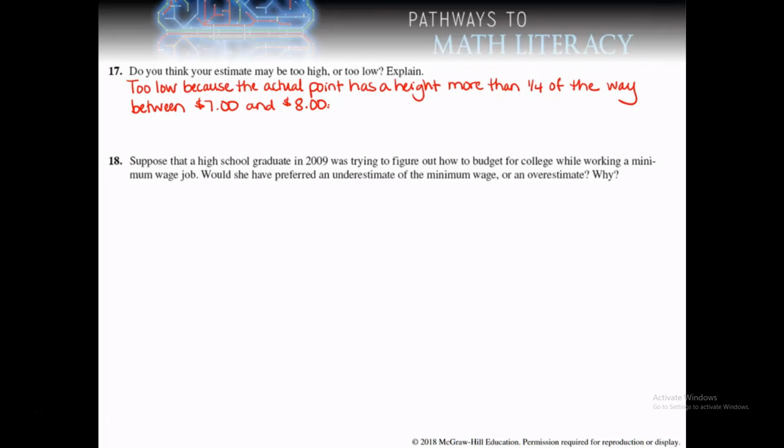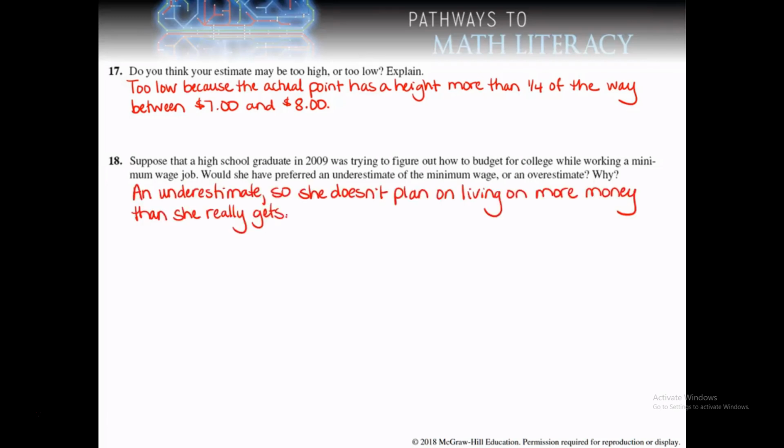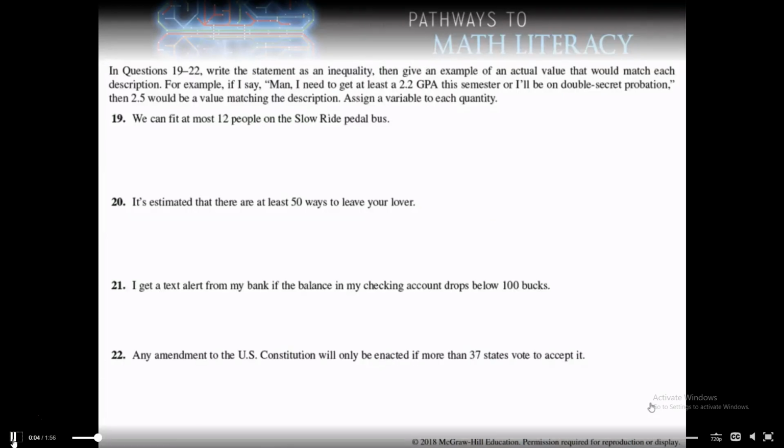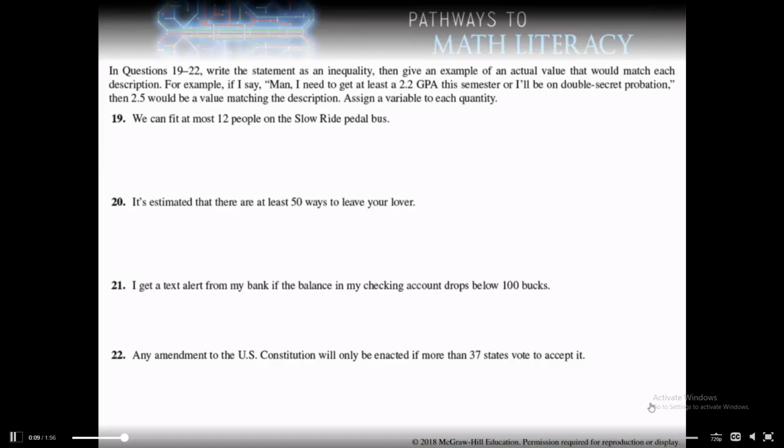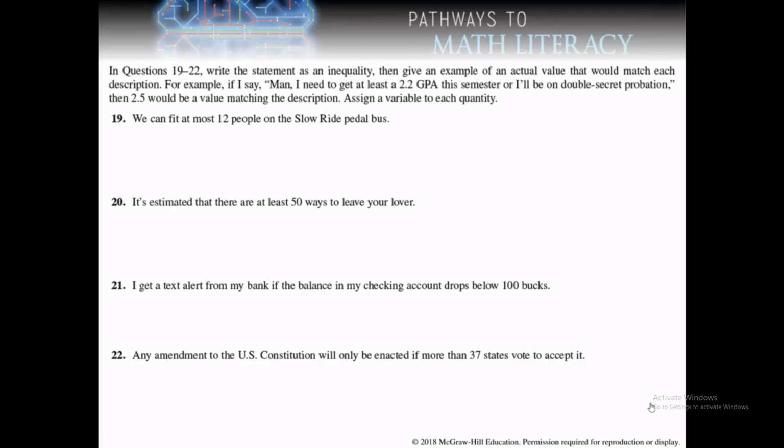In these questions, we're going to practice translating statements into mathematical inequalities. And then for each, we'll give an example of a value that would satisfy that inequality. So in 19, we can fit at most 12 people on the slow ride pedal bus. Well, first of all, our variable. Let's let n stand for the number of people we can fit. So then we can fit at most 12 people. That means the number of people we can fit is at most 12, or n less than or equal to 12. And so an example of a number that would work then would be something like 10.